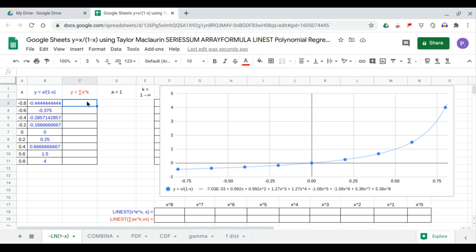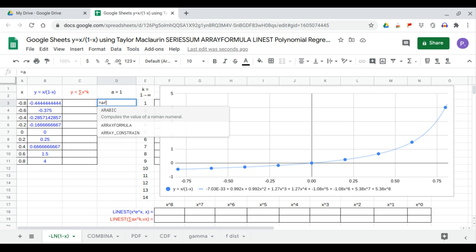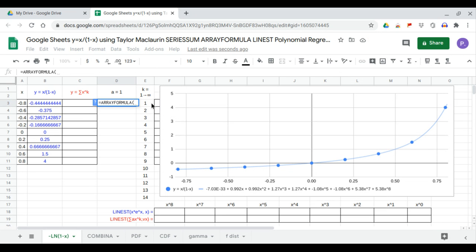Next, we generate the Taylor-Maclaurin series sum expansion of this. It is y equals x to the power k, where k is from 1 to infinity. And we'll try to reach infinity. That's the best infinity we can get. And the coefficient here, a, is 1. So this is equal to array formula of k raised to the power 0.